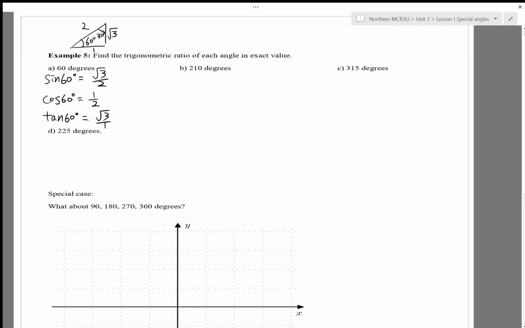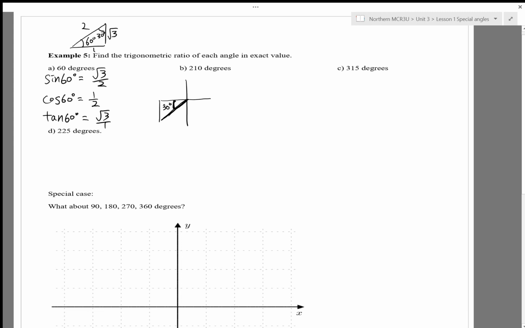Now then, what if it is 210? It is 210, not 60 or 30 or 45. So the first thing is you draw where that 210 is. So 210 is located in the third quadrant, since it is in between 180 and 270. And we know that the reference angle here is the 30 degrees, right?